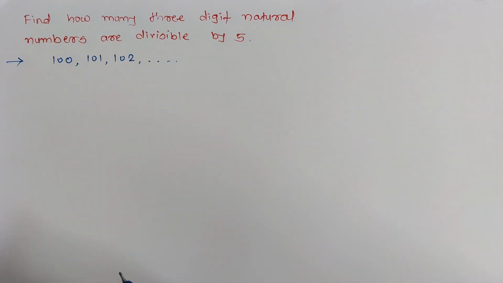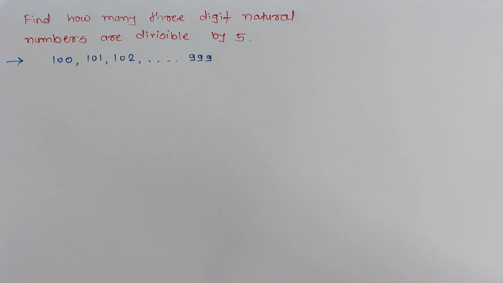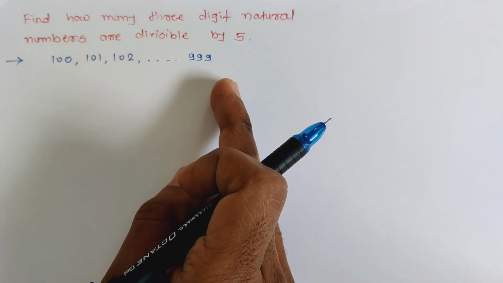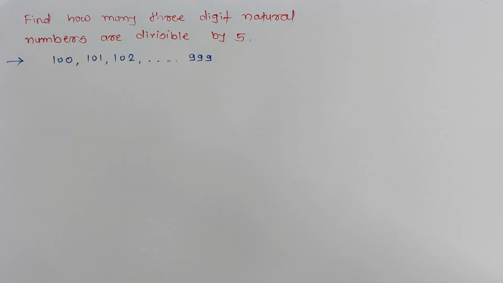So the largest 3-digit natural number is 999, because thereafter we get a 4-digit natural number, that is 1000. So this is the range of the 3-digit natural numbers. Now out of which we have to find those numbers which are divisible by 5.